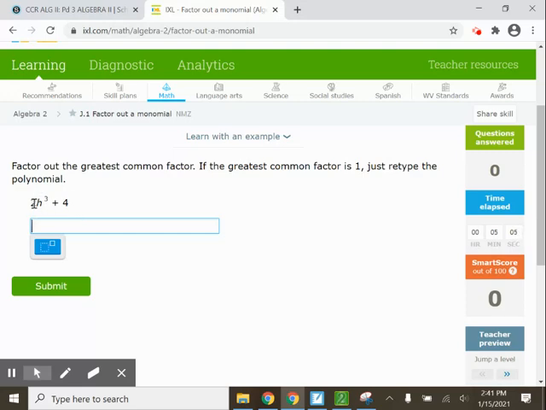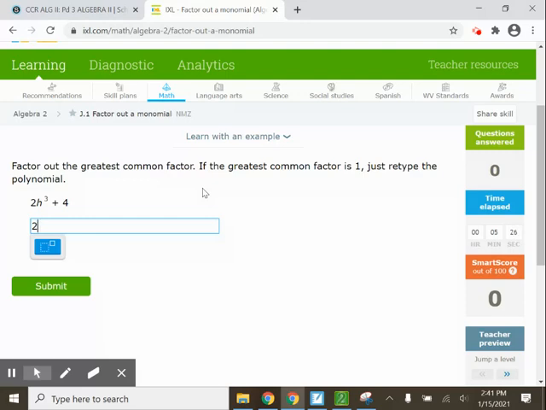So we want to look at what we have here. You always want to check for numbers and letters as greatest common factors. I see here I have a 2 and a 4 as my coefficients. Well, the greatest number that I can divide 2 and 4 by is 2. So 2 is going to be the first part of my greatest common factor.